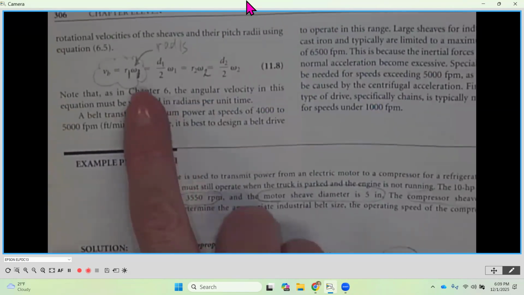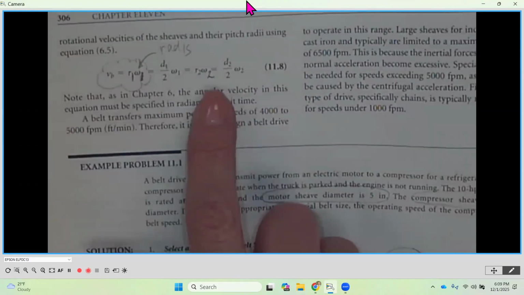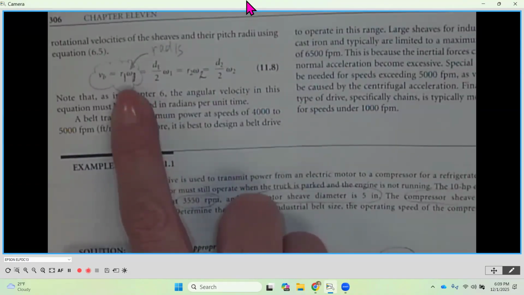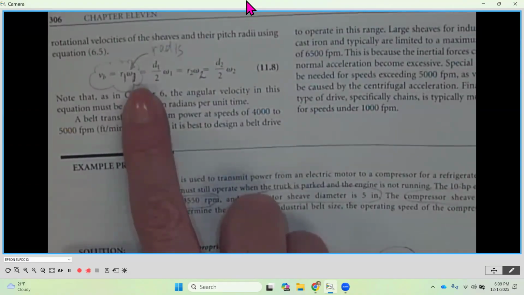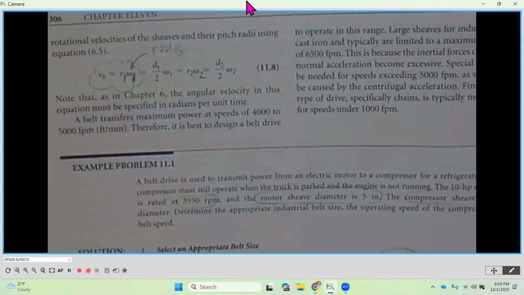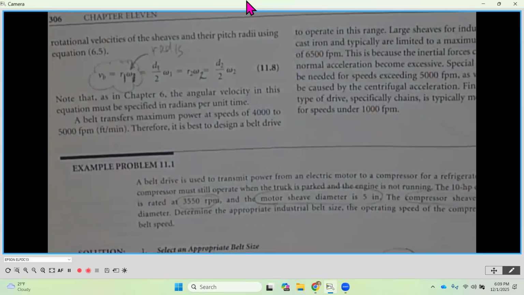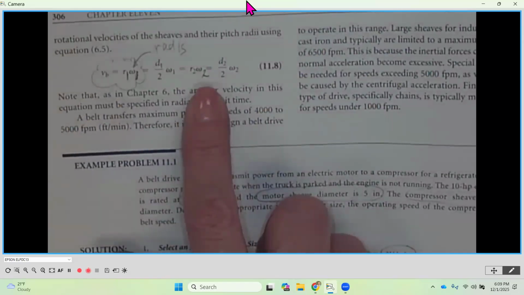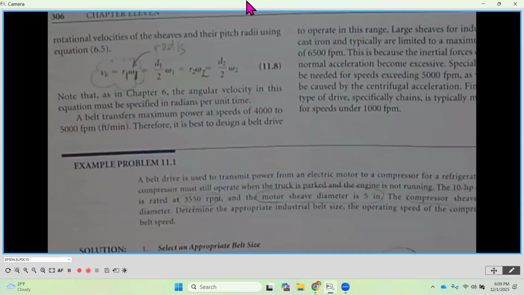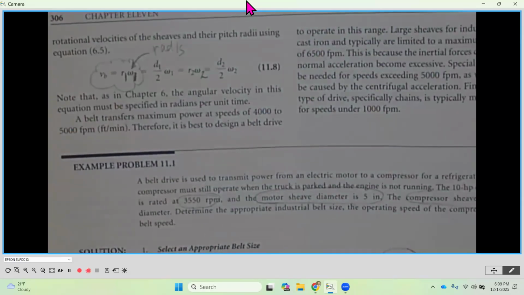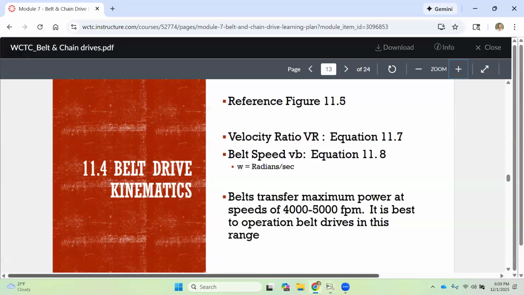Also, in this book, just make sure that R1 has to be multiplied by W1. So you have to match up the radius of your sheave to how fast that particular sheave is going. Same thing with R2 with W2. I think they didn't have that quite in there. All right, so that's just going over those basics.